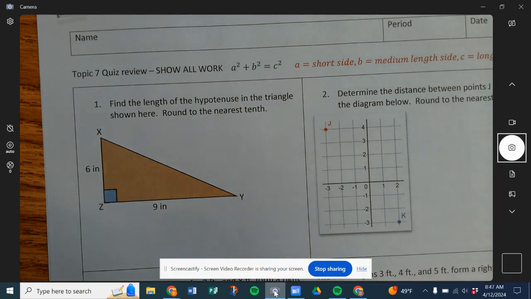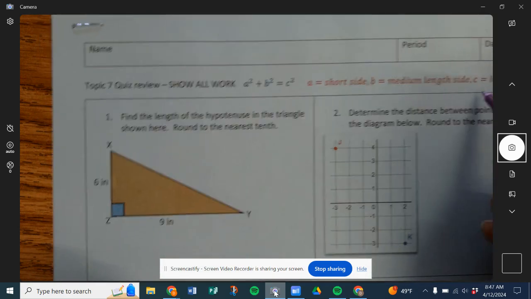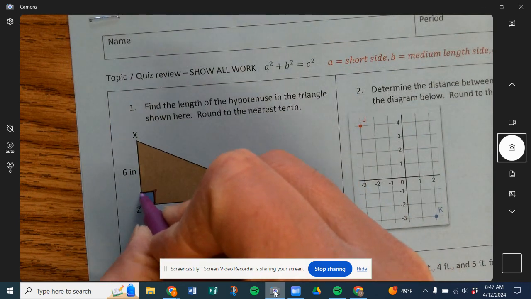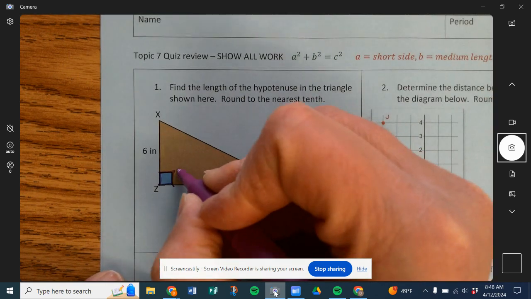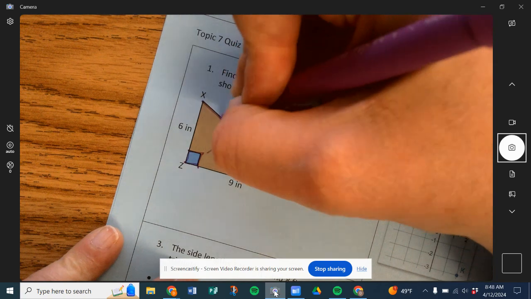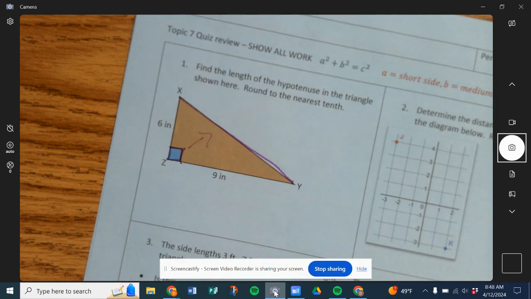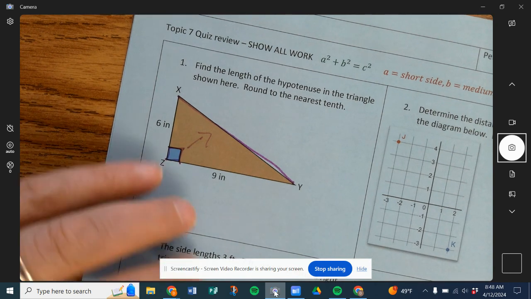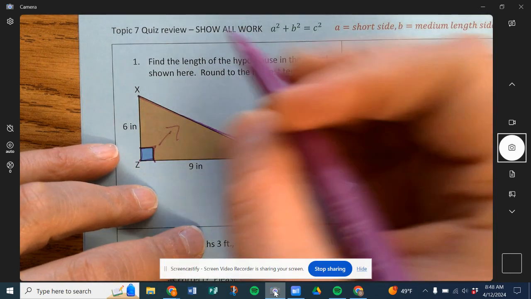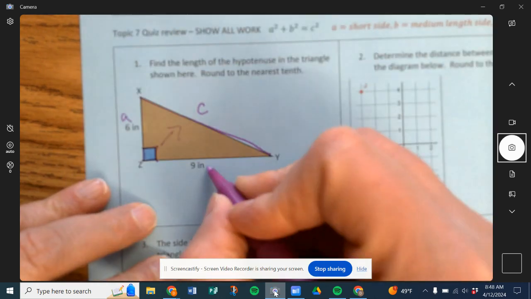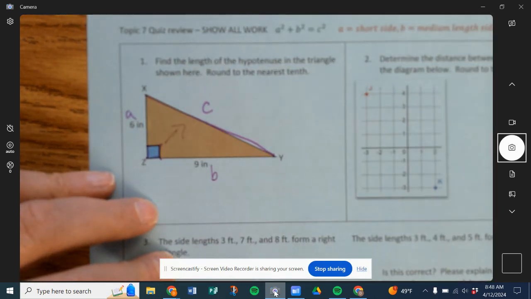Now, the easiest way to find your longest side, your hypotenuse, is to find the right angle on your triangle and then draw an arrow away from it. That side right there is going to be your hypotenuse. So we're going to find the length of the hypotenuse in the triangle shown here. I know that's going to be C. Short side's A. The medium length side is B, so that's how I'm going to set it up.